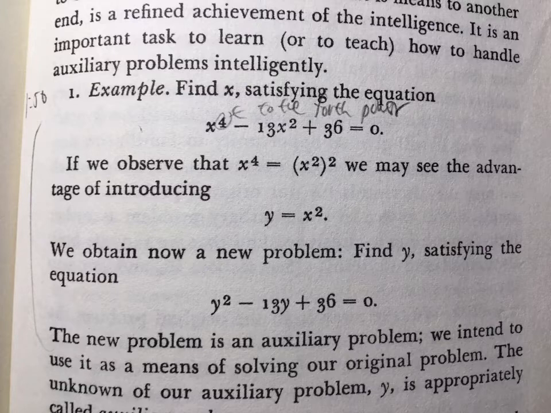2. Example. Find the diagonal of the rectangular parallelepiped, being given the lengths of the three edges drawn from the same corner. Trying to solve this problem, we may be led by analogy to another problem: find the diagonal of a rectangle, being given the lengths of the two sides drawn from the same vertex. The new problem is an auxiliary problem.